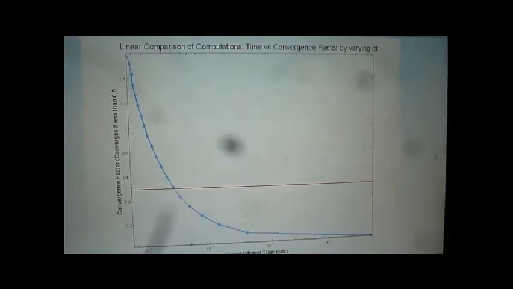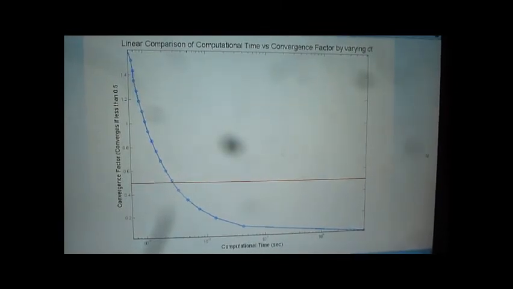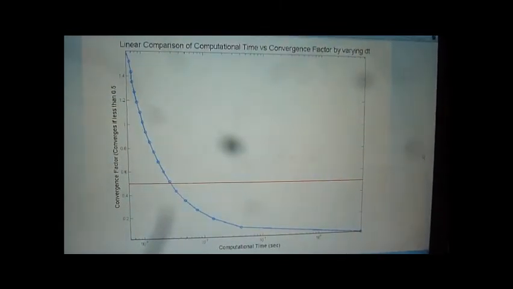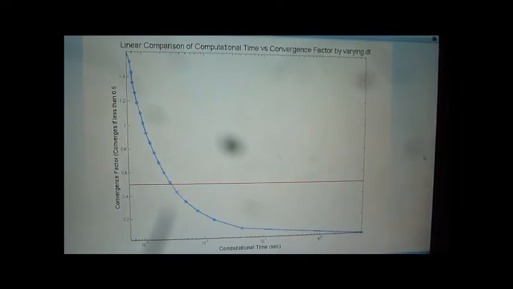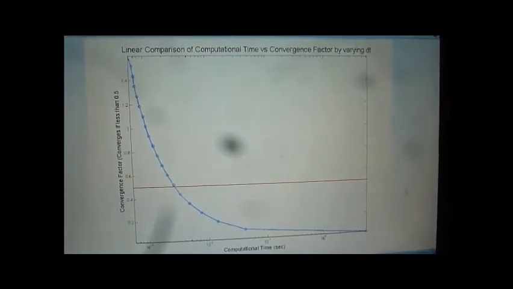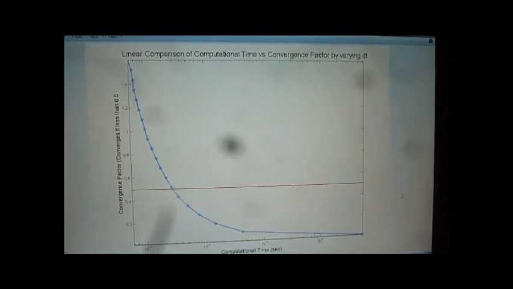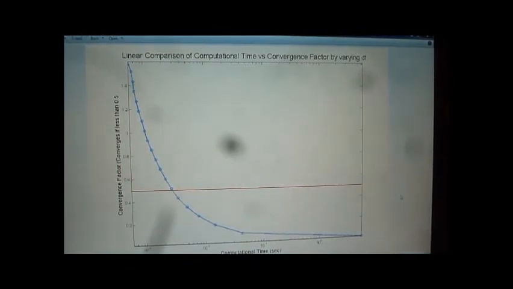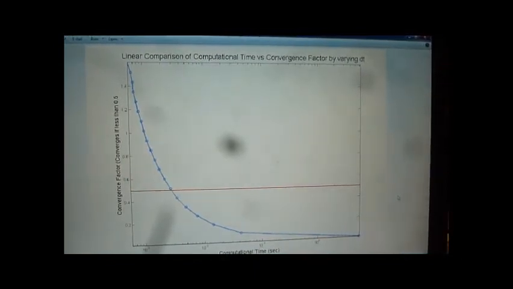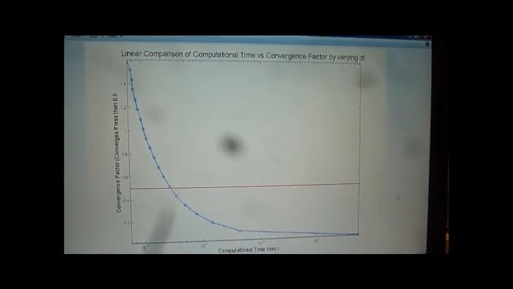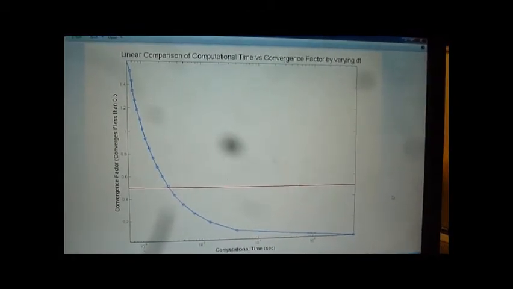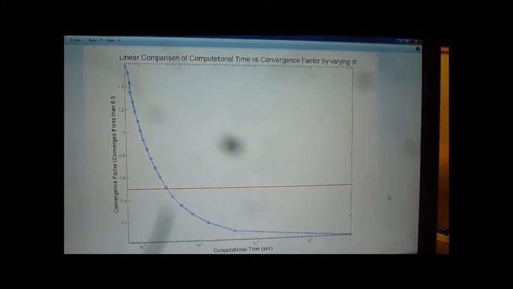Similarly, in looking at that same idea by varying dt, which is basically your step size, it's a very standard progression: as your computational time increases, your convergence factor decreases, because it is becoming much more accurate for a given mesh size and alpha value.